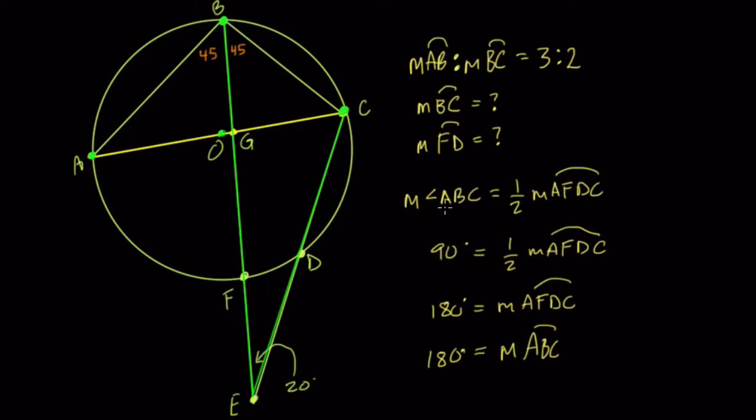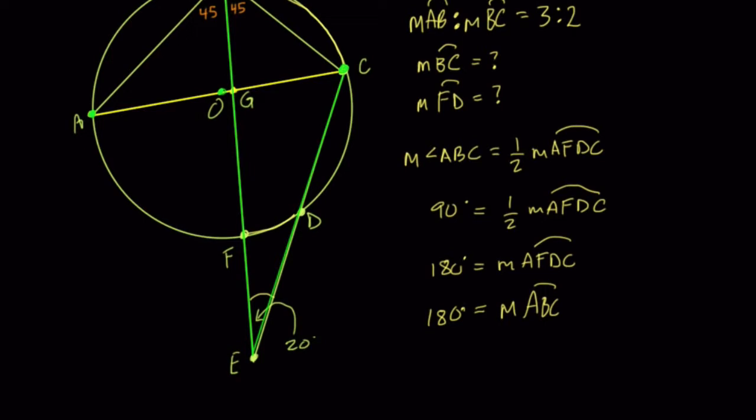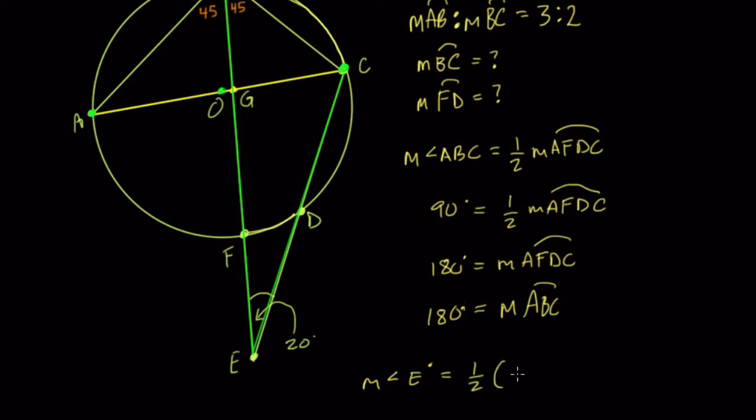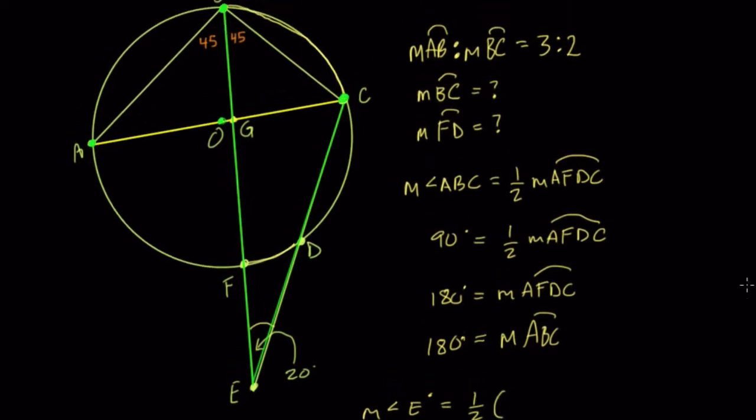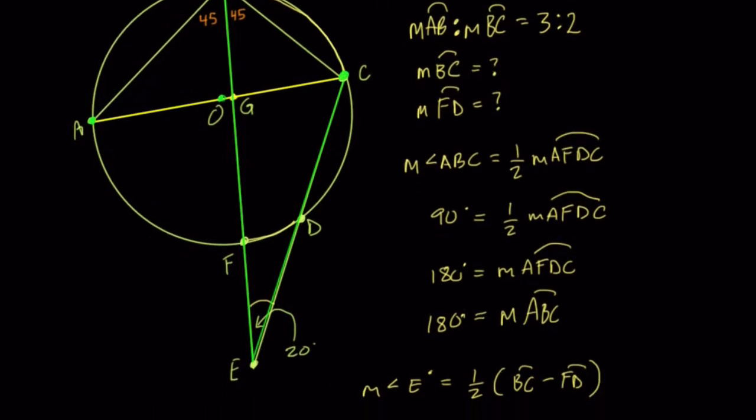And another key to solving this problem is how this angle E is related to the arcs FD and BC that it intercepts. And if you have a secant or a tangent and a secant, what's nice is that the measure of the angle E is going to equal 1/2 the difference of the arcs it intercepts. The bigger arc, BC in this case, minus the smaller arc, FD. It's equal to half the difference. So we're going to put all this together now.